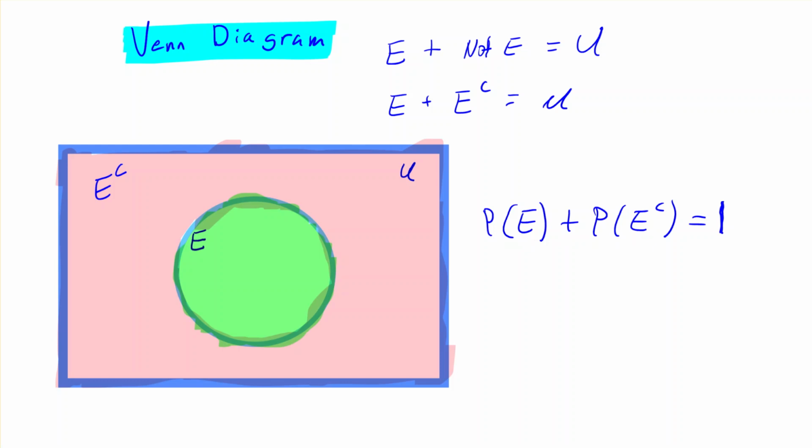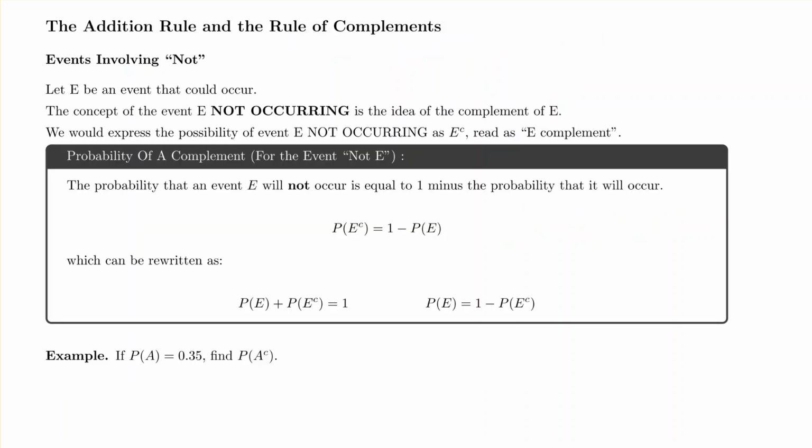So a Venn diagram can help us understand these formulas. But if a Venn diagram doesn't help you understand, what's important as we go on is that you know how to use the formulas in a given context. Okay, so let's start the notes. Addition rule and the rule of complements. So first, we're looking at events involving not.